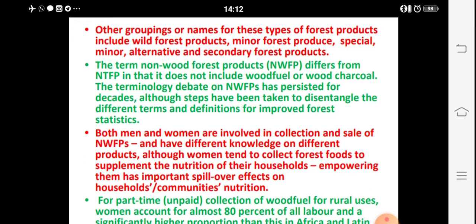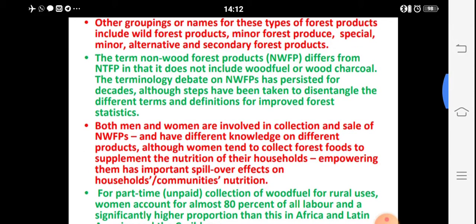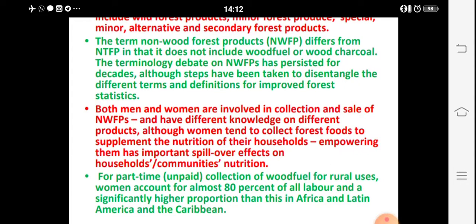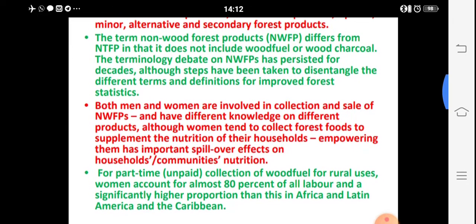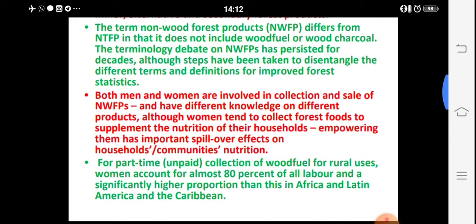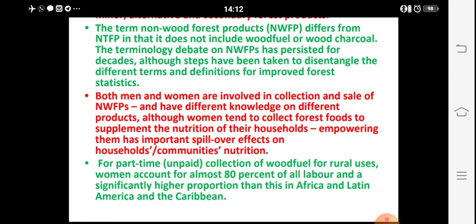Third point, men and women are involved in the collection and sale of these products, and therefore forest food used for nutrition generally gives money or empowers certain people, and therefore the typical communities are developed only for nutrition. As we are knowing, some rare medicinal plants are used.